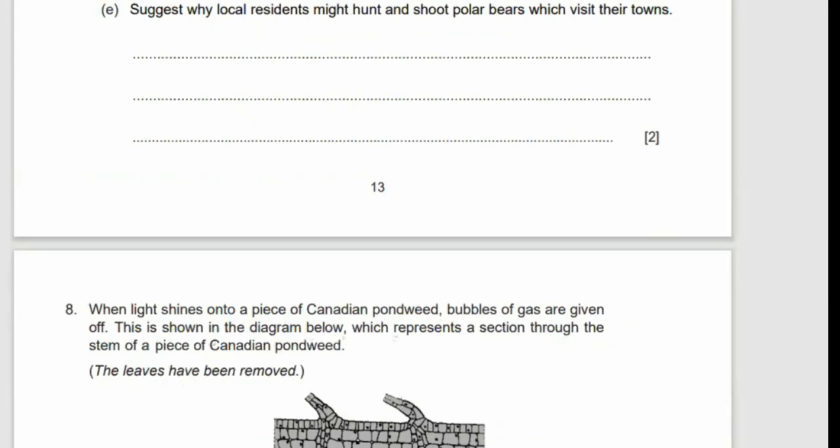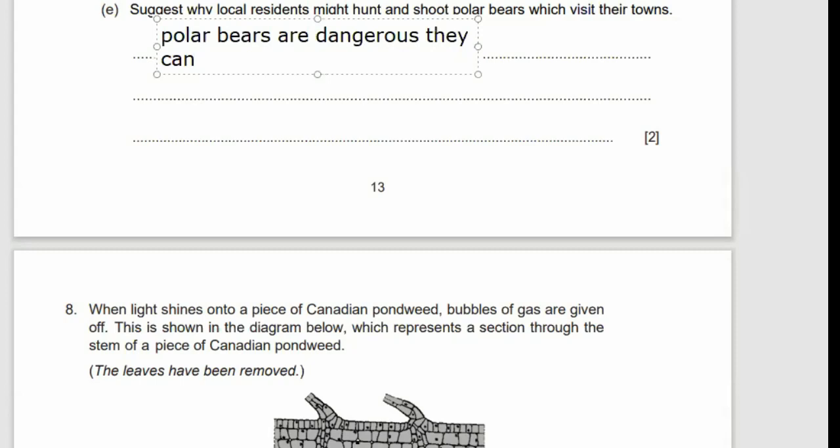Hungry polar bears sometimes visit towns in the Arctic looking for food. They are often hunted and shot dead. Suggest why local residents might hunt and shoot polar bears which visit their towns. Well, obviously, polar bears are dangerous, so they can kill people. They can kill humans, so that's a threat. What else?